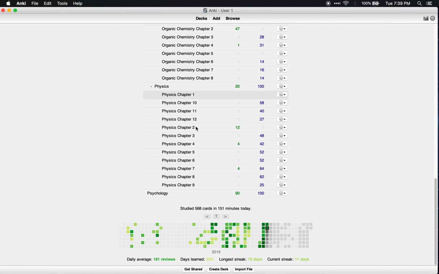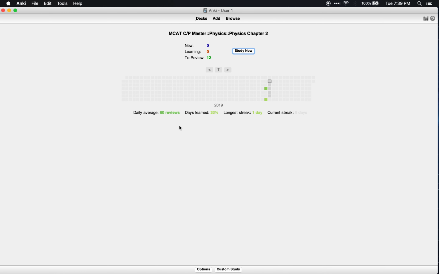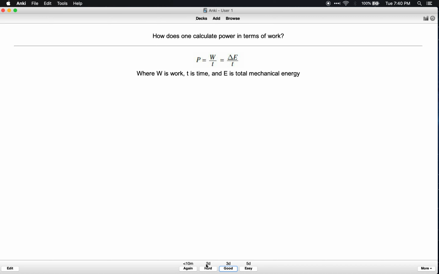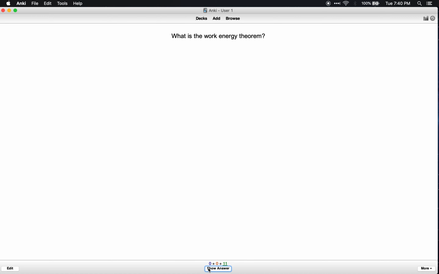Let's jump to chapter 2. How does one calculate power, where power equals work over t, which is delta E over t? What is the work energy theorem? The work energy theorem says that net work equals delta KE.